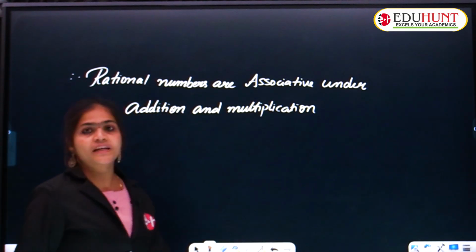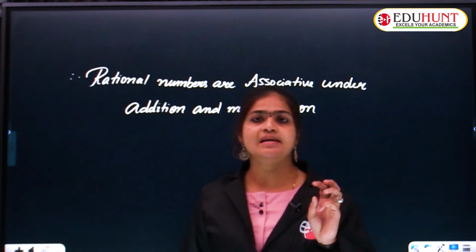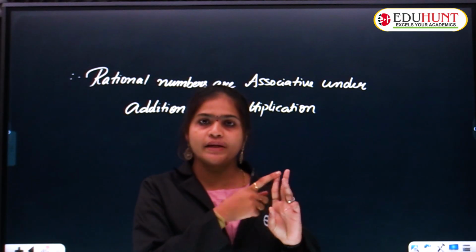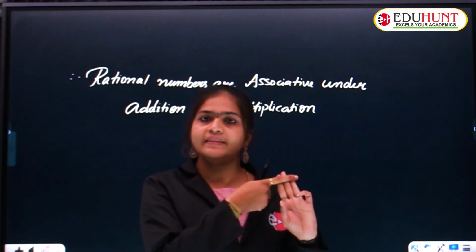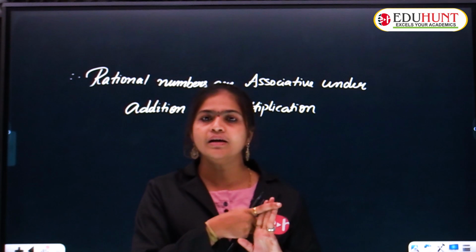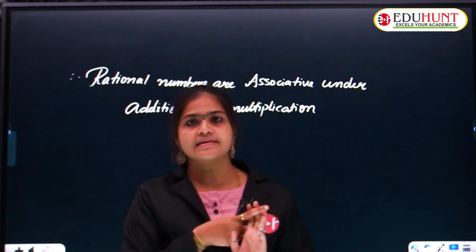Finally, how many properties did we discuss in this video? We discussed 3 properties. One is the closure property, second is the commutative property, third is the associative property. Okay? The leftover properties we will discuss in the next video.